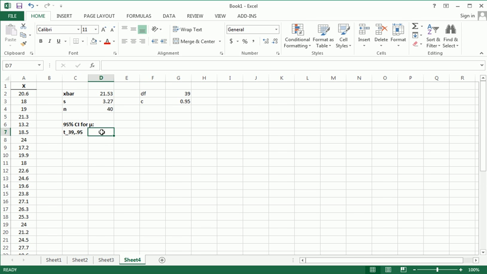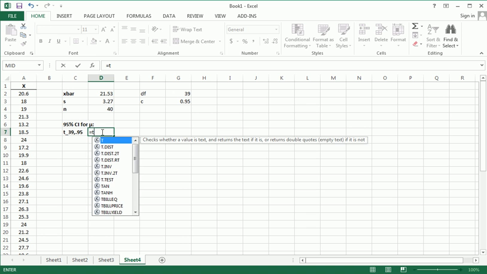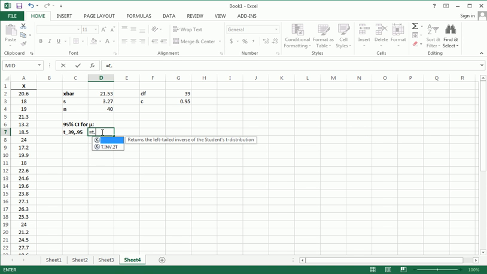I'll show you how to get this t critical value: equals T.INV, open parentheses. If I want a 95% confidence interval, then I'm going to have 2.5% on the left, 2.5% on the right, and in the middle I'm going to have 95%. So the way I communicate to this function is to type 0.975.